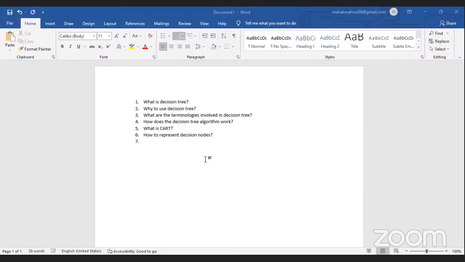Okay. Next question. What is the maximum depth in a decision tree? Maximum depth means till where we can expand the tree. We can expand the branches of the tree, so there should be some maximum depth.